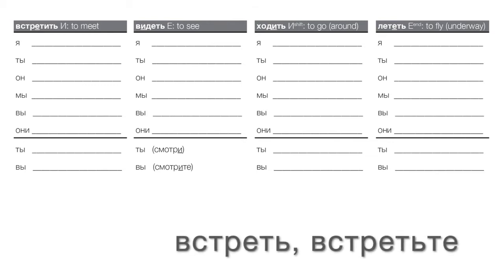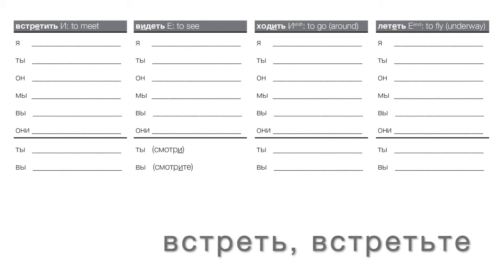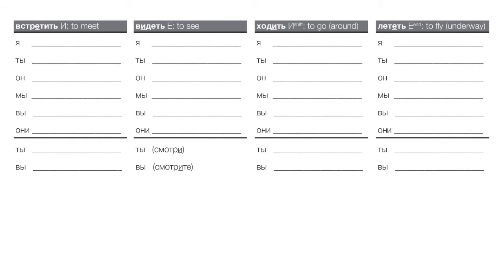Встреть, right? Because the ya form is встречу, and вы встретите. You don't hear that imperative too often, but that's what it would be. Okay, the next one, видеть.